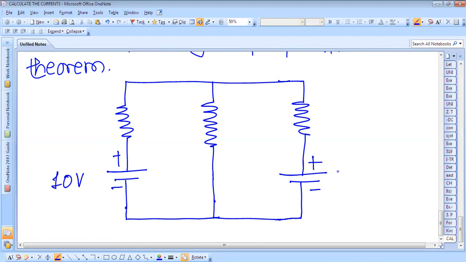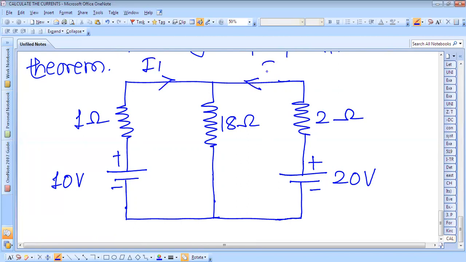the superposition principle. Okay, the voltage is given as 20. This is a 1 ohm resistor, this is an 18 ohm resistor, and this is a 2 ohm resistor. And now the current flowing through this is I1, this is I2, and here this is the addition of currents I1 and I2. So this is the network, and this current is flowing through this branch I1, and the current flowing through this branch is I2 when both the voltage sources are acting. And this is the addition of the currents when both the sources are acting.